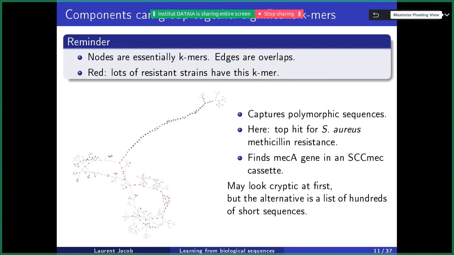So if you look at that for the first time, it may look very cryptic, and you don't see how it helps in any sense. But just remember that the alternative before this tool was just to look at a very big list of unstructured k-mers. We just have a huge list of k-mers, you don't know how to make sense of them, and this is saying, well, at least all those, you should look at them together, they probably correspond to a single polymorphic sequence.